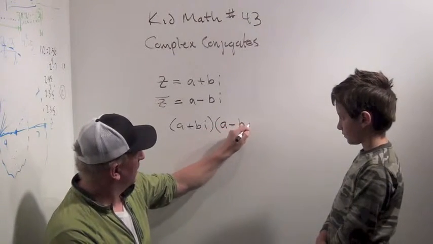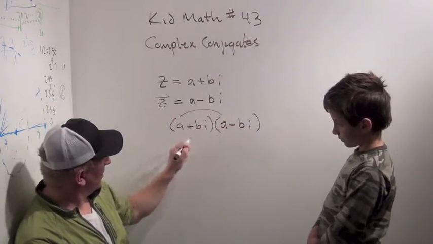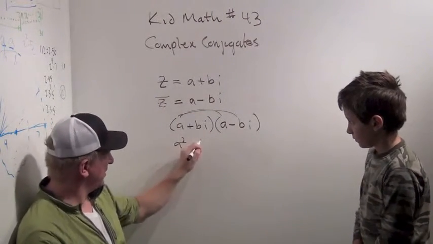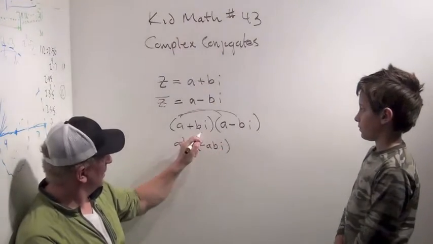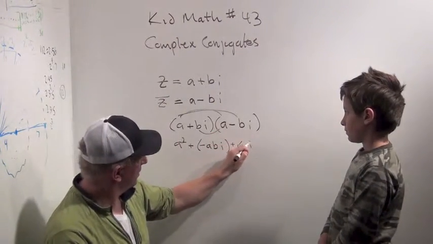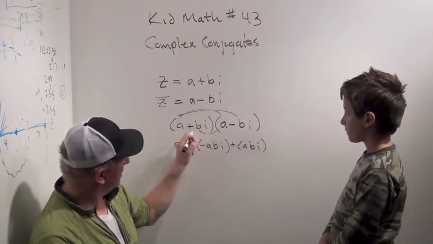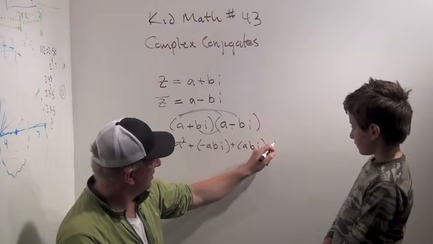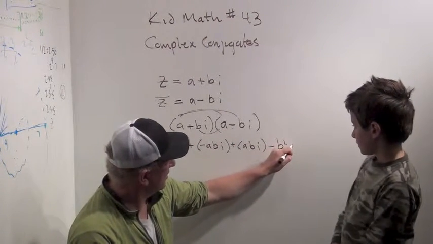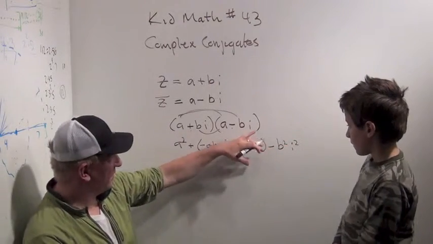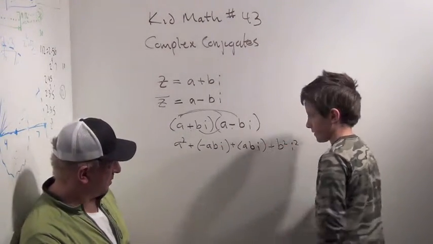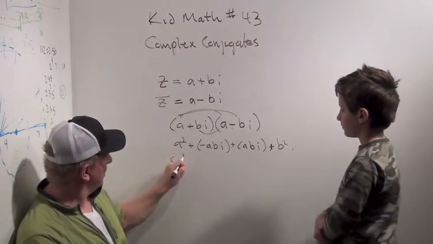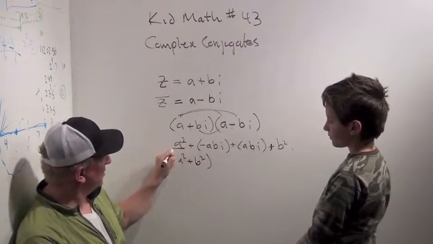The way we do that is we take a plus bi, the number, times its conjugate, a minus bi. And when we multiply this out, we get a squared minus abi plus abi. Are you following that? And then minus, because I get a plus times a minus, b squared times i squared. But what's i squared? Minus 1, so it's just plus b squared. So I get a squared plus b squared as the parts that don't have i's.